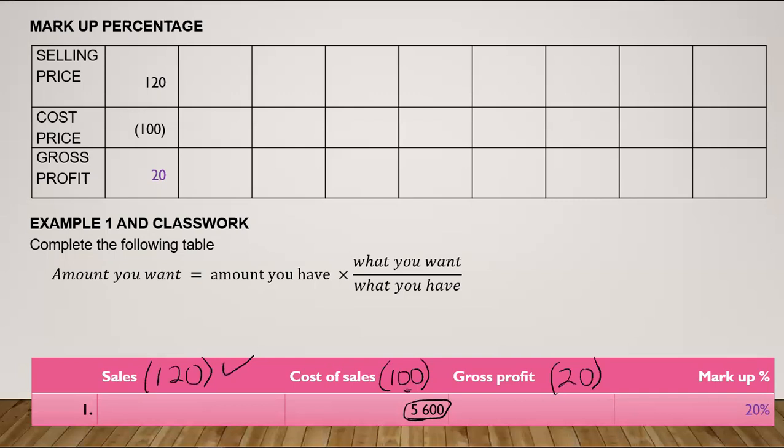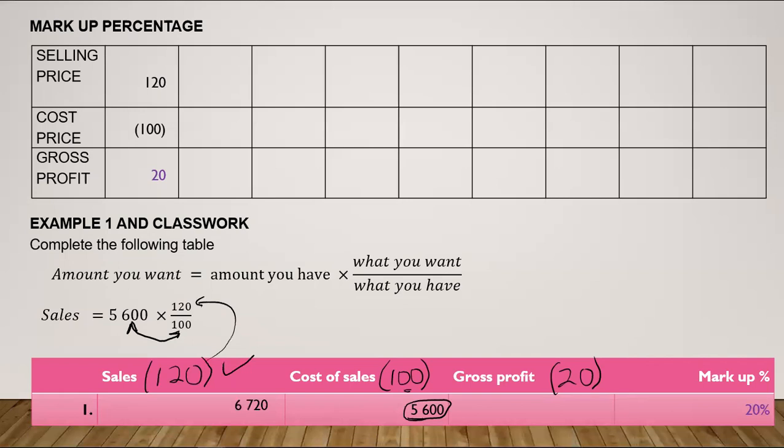You will simply take the cost of sales figure. So sales will be equal to 5,600. You multiply by what you want. We want sales. That's why we multiply by 120. We divide by what we have. Remember, this 100 is the cost price. So we are given the cost price, which is at 100%. You always divide by what you have.